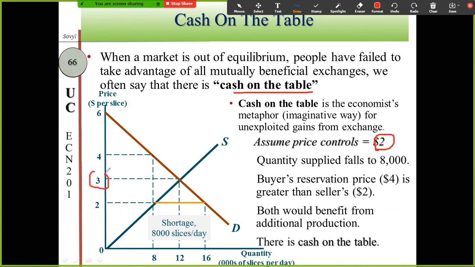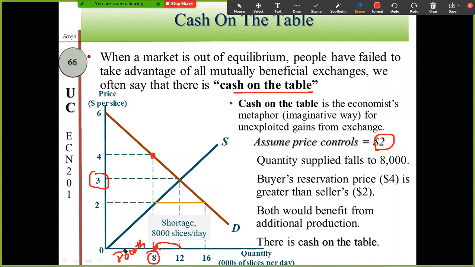Assume that the price is controlled at $2. Actually, 3 is the market equilibrium price, but now it is controlled at $2. The quantity supplied falls from 12,000 to 8,000. The buyer's reservation price is at the last unit of supply, not the total 8,000 but only the last unit. This is the last unit of supply because total supply is only 8,000.